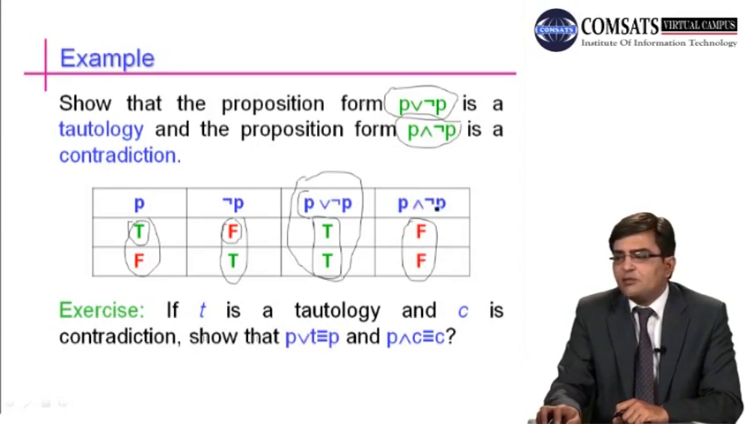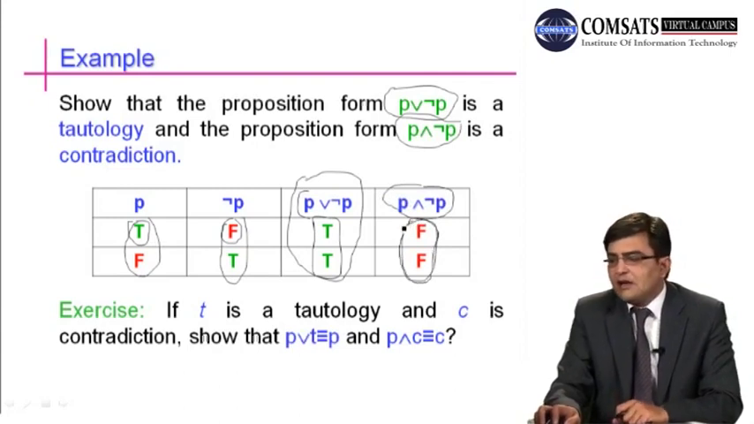Therefore, this compound proposition is a contradiction. We can see also that the individual proposition has truth values as true and false both, but this compound proposition has false value in all rows, in every row. Therefore, this compound proposition is a contradiction.